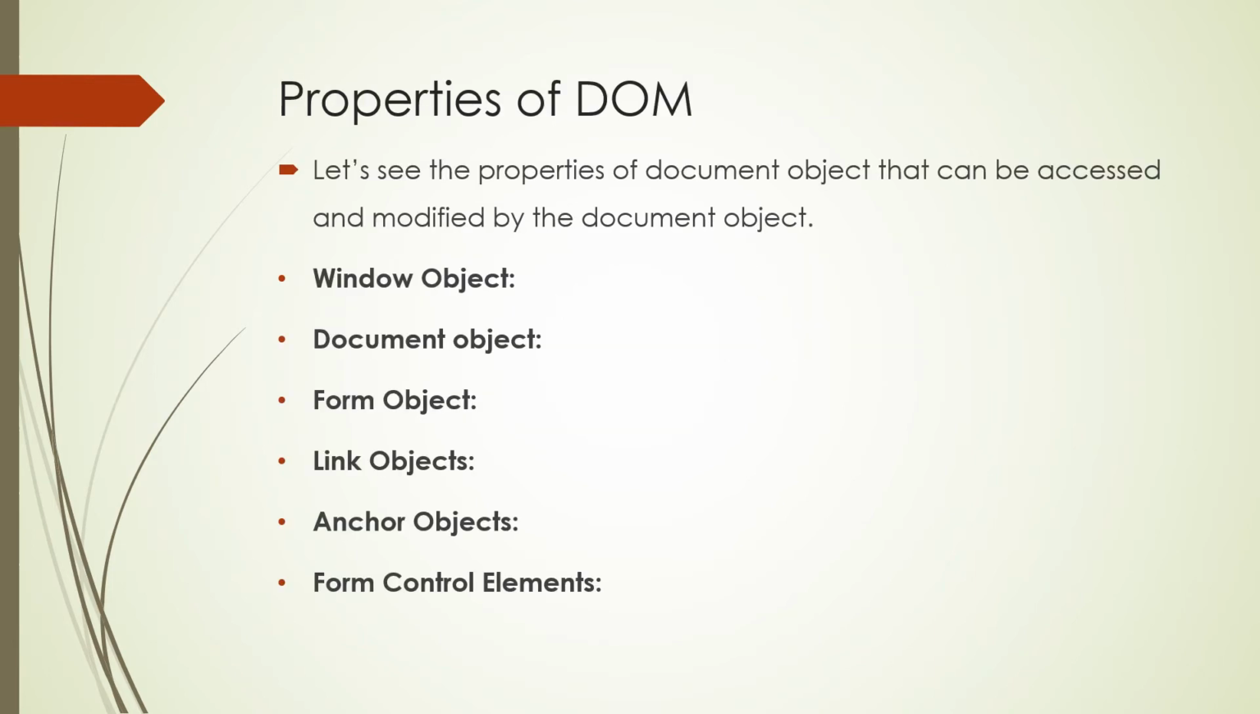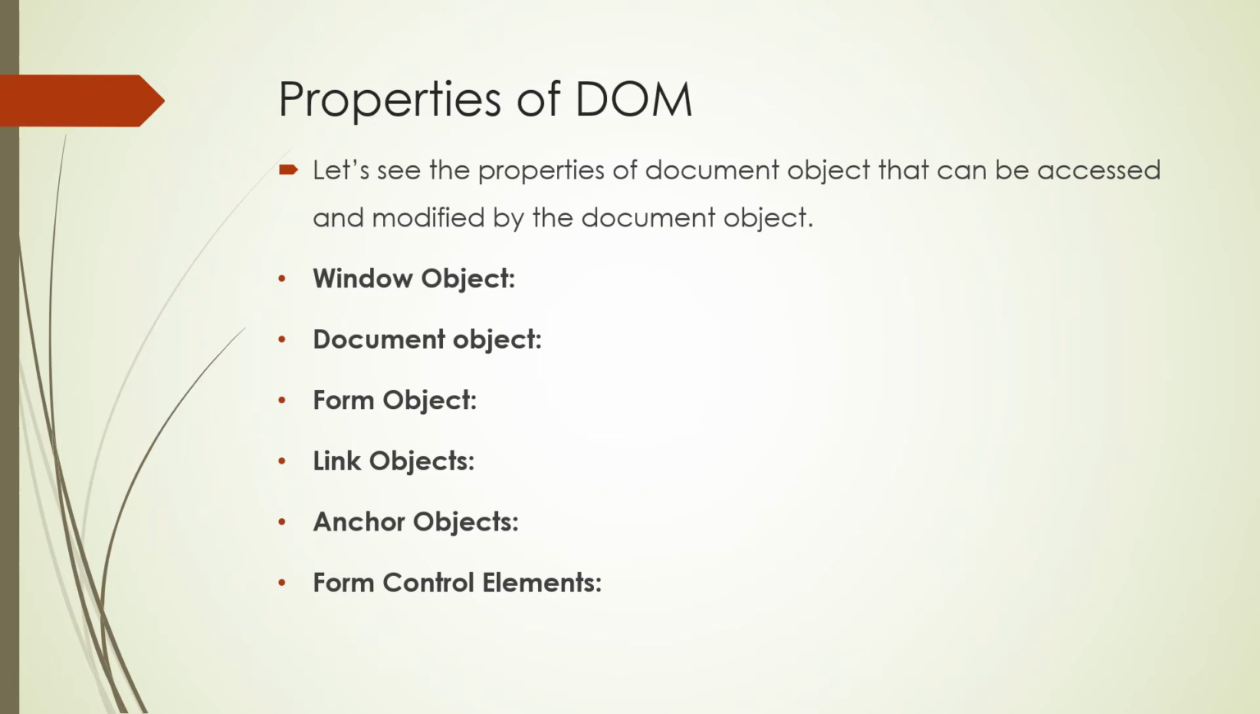What are the properties of the document object model? Let's see the properties of the document object that can be accessed and modified. Here, the first one is window object, second is document object, and then form object, link objects, anchor objects, and the last one is form control elements.